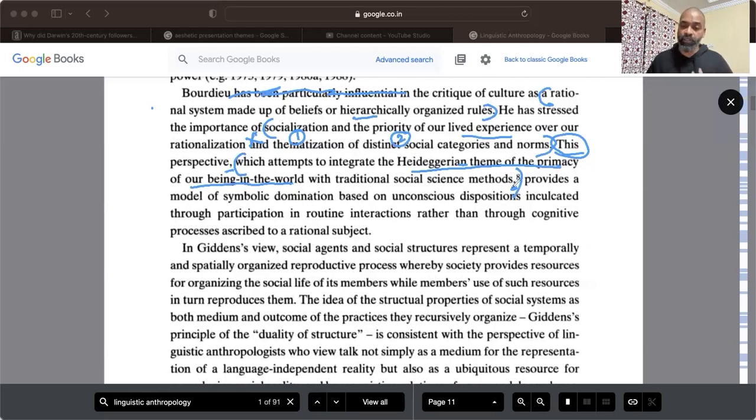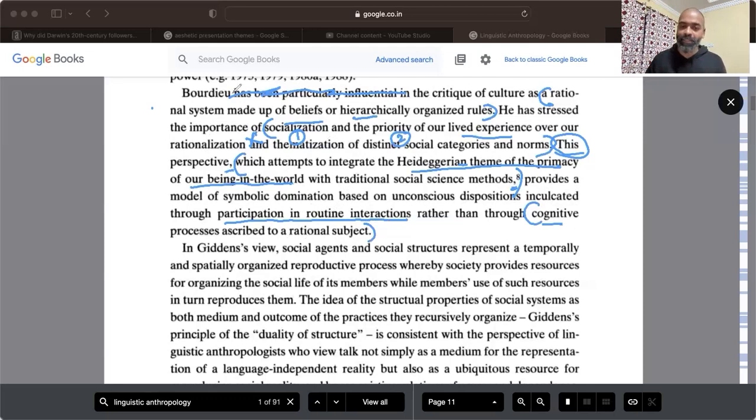And where do the unconscious dispositions come from? Inculcated means something that has been grown inside you. Inculcated through how? Participation in routine interaction. Now this is again repetition, okay? Participation in routine interactions is nothing but socialization. So unconscious dispositions, the lived experience, inculcated through socialization. So symbolic domination based on the lived experience you've learned through socialization, rather than through cognitive processes ascribed to a rational subject. This part is nothing but your rationalization and thematization. So just the repetition of the same thing.